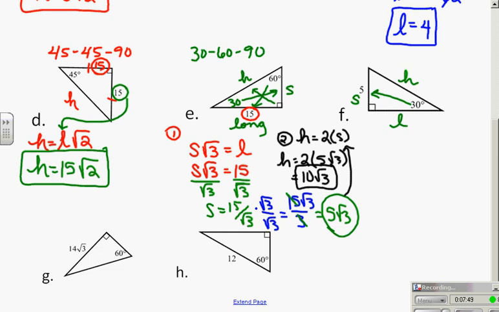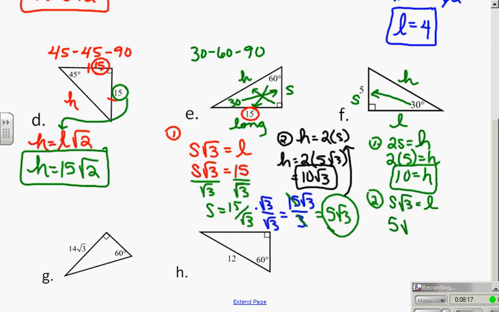Now, letter F is back to a 30, 60, 90 triangle. In this case, we're given the short side. We don't know the hypotenuse, and we don't know the long leg. So short side to hypotenuse, let's do that first because that's easy. 2 times the short side is the hypotenuse. So 2 times 5 is the hypotenuse. So the hypotenuse is 10.